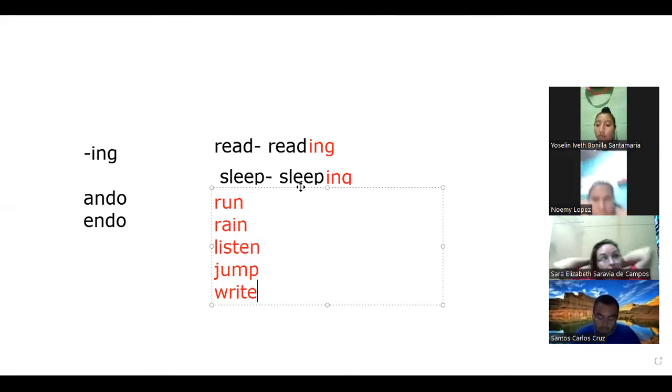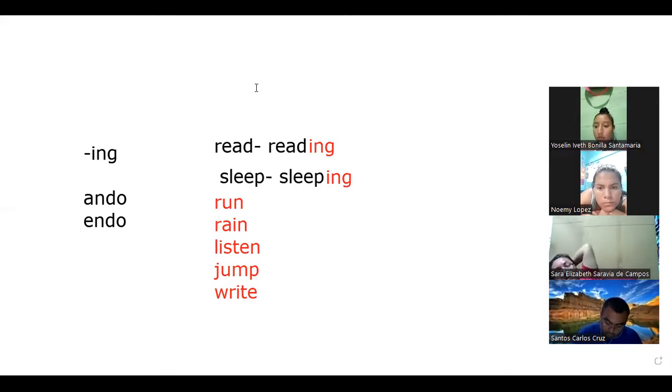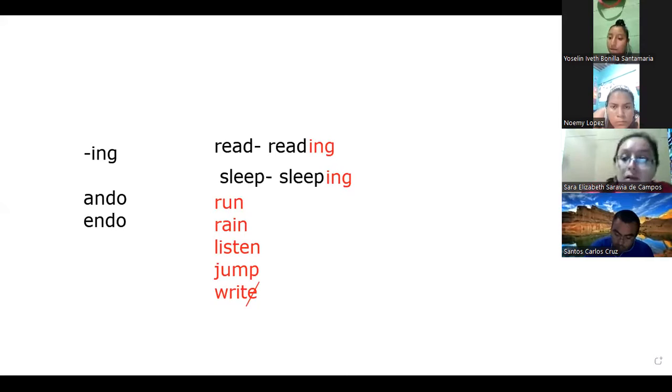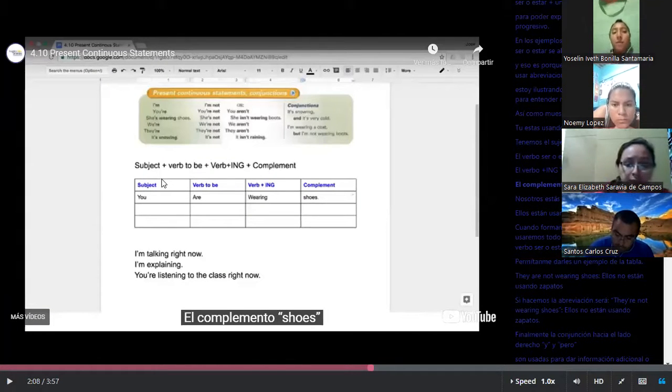Hay algunas reglas de escritura. Okay. Casi la mayoría de verbos terminan con ing. Run, running. Rain, raining. Listen, listening. Y estos que terminan con vocal, por ejemplo, write, reemplazamos esa vocal por el ing. La quitamos y decimos writing, okay? That's it. Si terminan en vocal, quitamos esa vocal y la sustituimos por ing. That's it. Así que eso significa la terminación ing. In English, ing. Repeat, ing. Verb plus ing. So now you know. And the complement, of course.